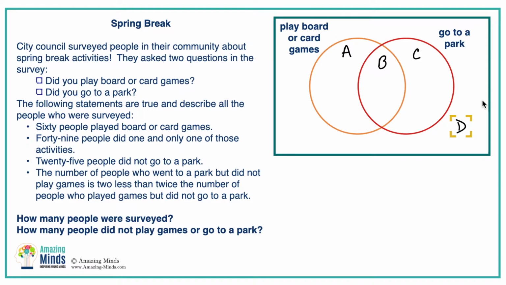Okay, so clue 1, now let's go back. 60 people played board or card games. So the equation would be A plus B equals 60. Let's look at the next clue. 49 people did one and only one of those activities. So the sections that are in one and only one circle are A plus C, or A and C. So A plus C is 49.